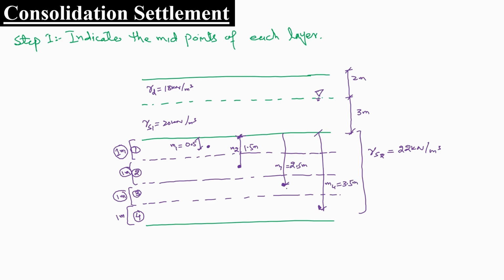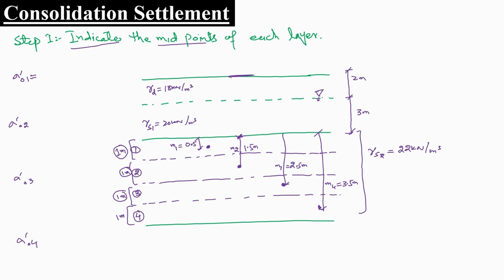So when you have indicated the midpoints of each layer, then you need to calculate four values of static stress: sigma prime naught 1, sigma prime naught 2, sigma prime naught 3, and sigma prime naught 4. Simply, how will you calculate sigma prime naught 1? Start from the top of the surface and go to the midpoint of the first layer. You need to just calculate the vertical effective stress.